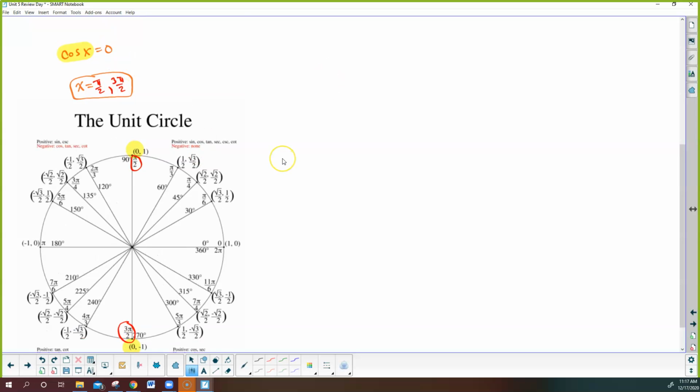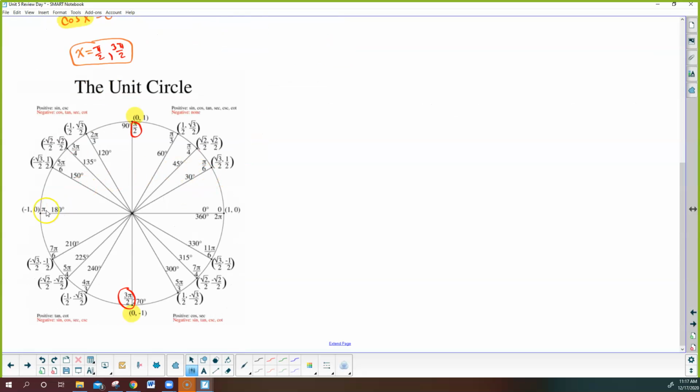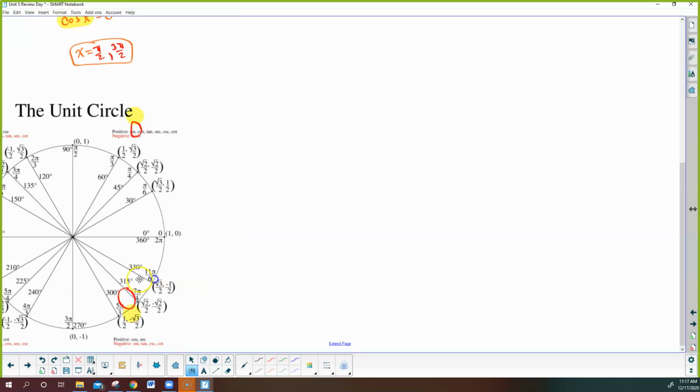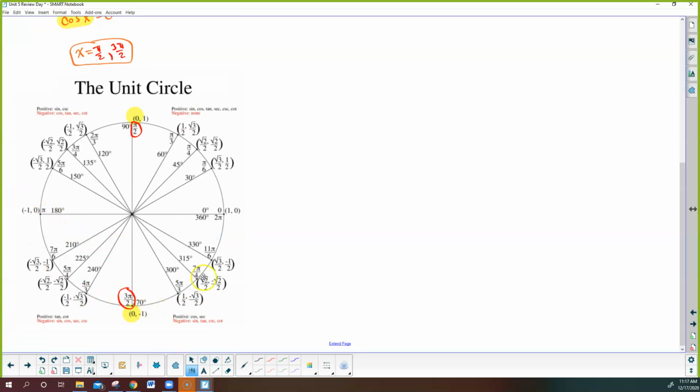Okay? Now, one thing I want to confirm is my answers are between pi and 2 pi, right? So I want to make sure pi to 2 pi, that's from here to here. Well, wait a minute. What does that mean about my two answers? That means that pi over 2 is not in the given interval.